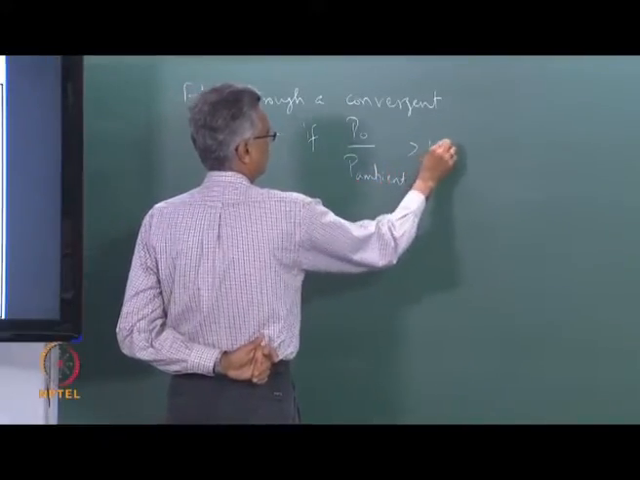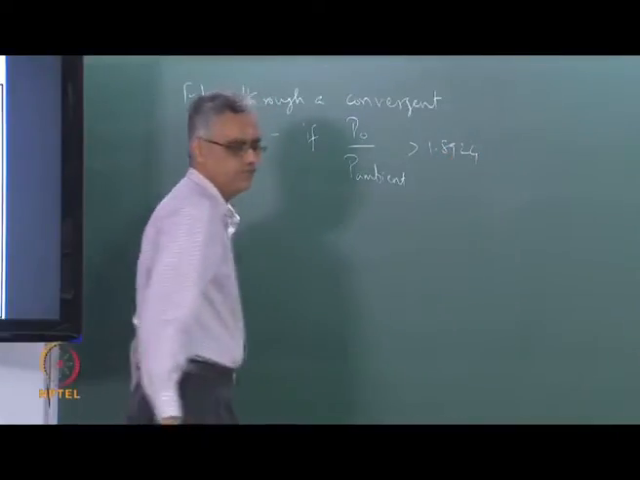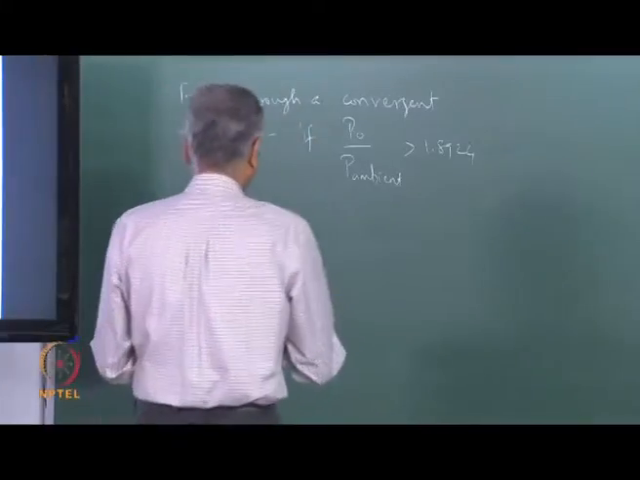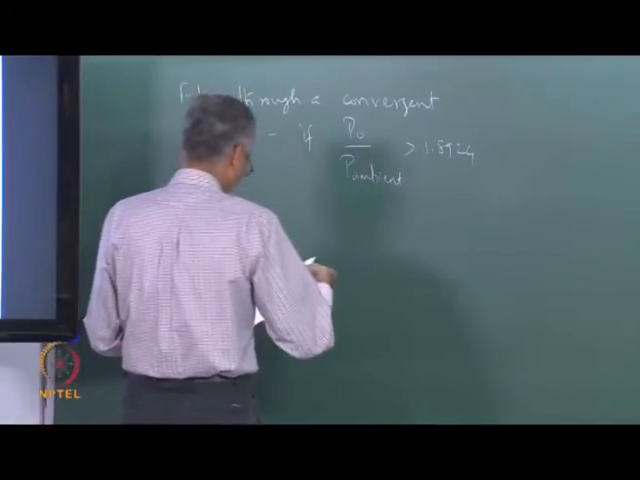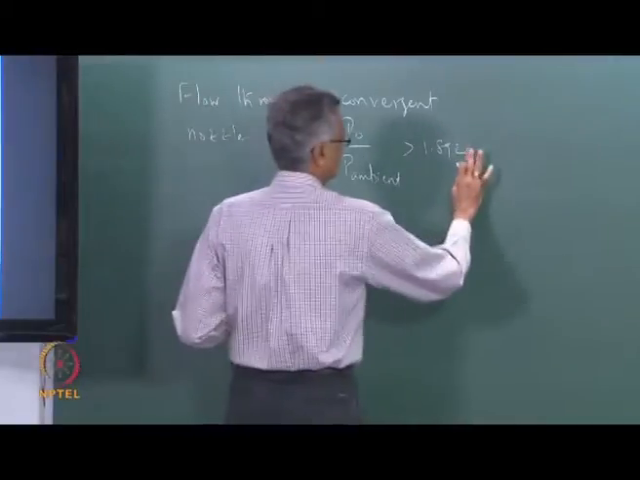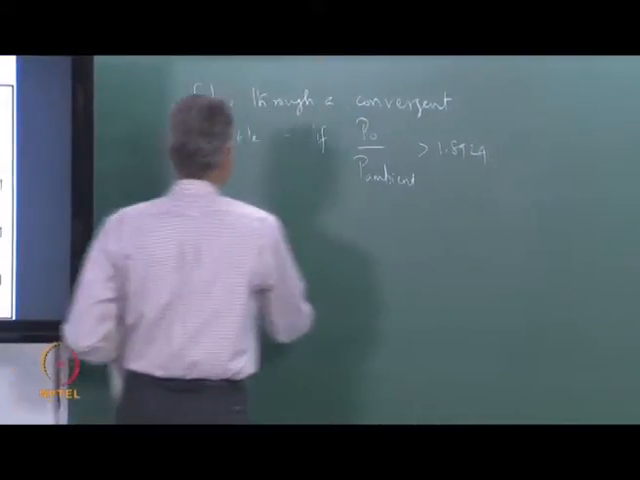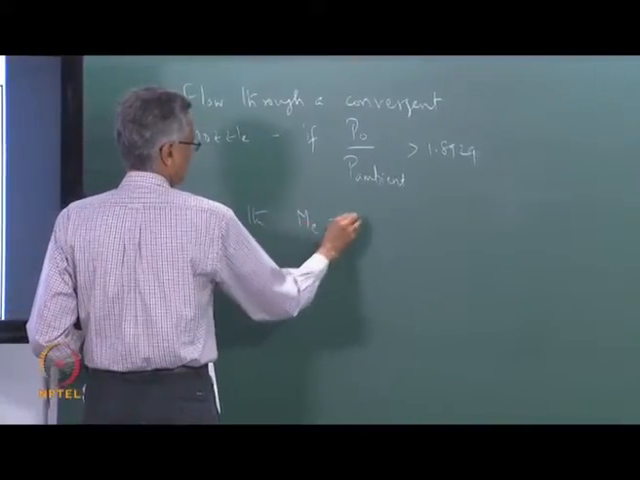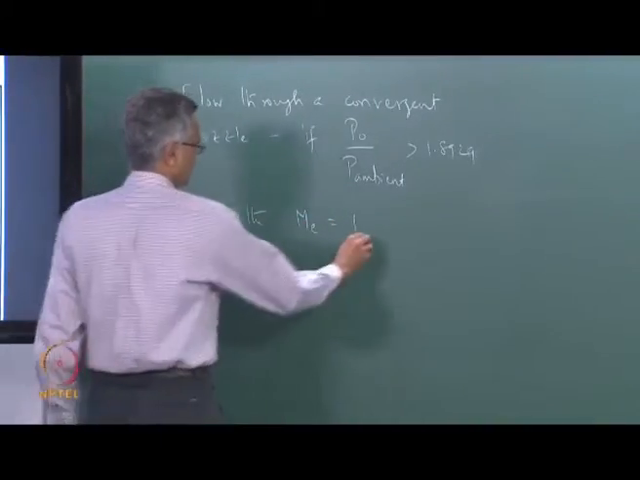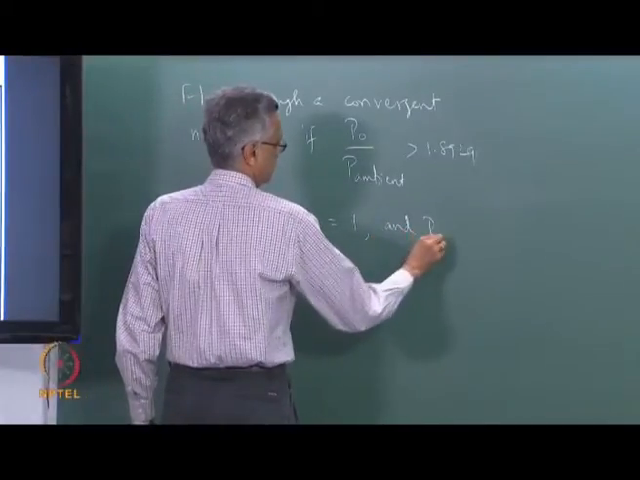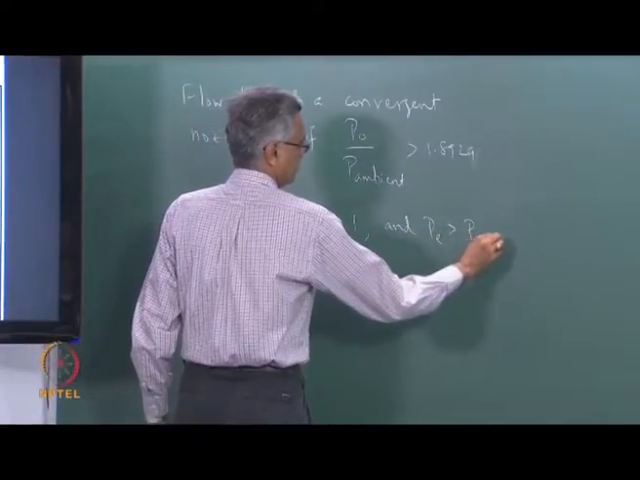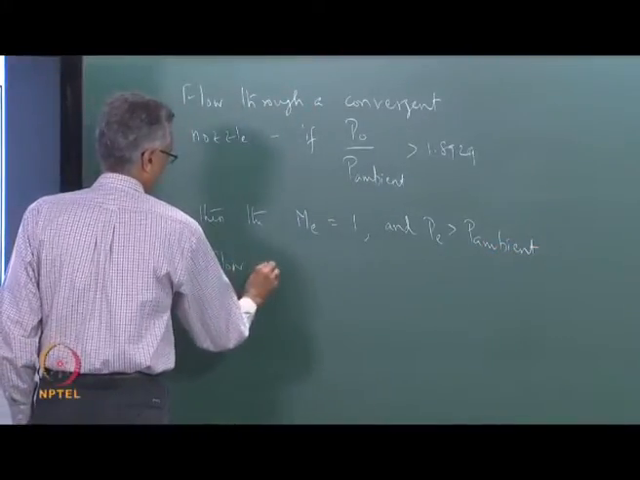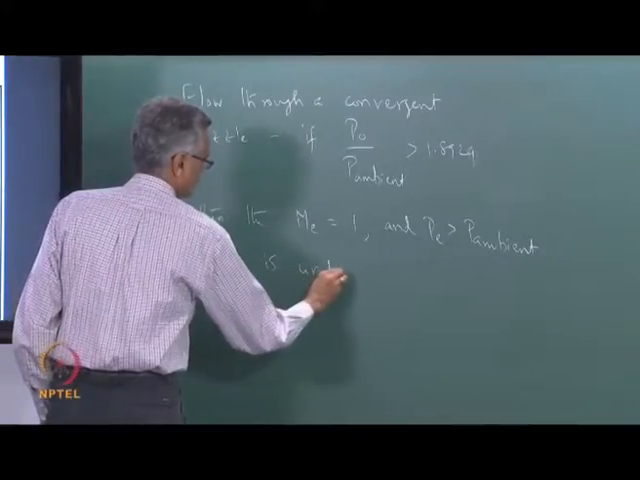if it was greater than 1.8929, then we said that the flow at the exit is under expanded. Then M exit is equal to 1 and P exit is greater than P ambient, and we also said that the flow is under expanded.